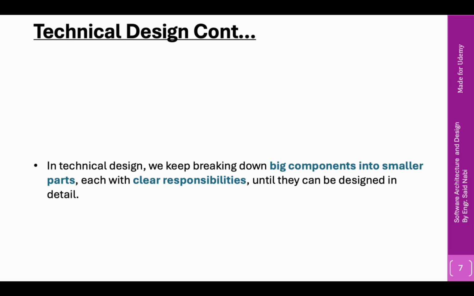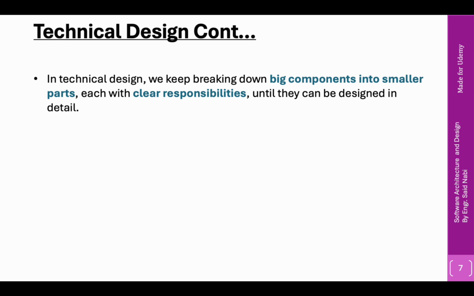Alright, let's talk more about the technical design. This is the stage where software stops being an idea and starts becoming something you can actually build. In technical design, our job is very simple to say but hard to do well. We take big components, like large pieces of the system, and we keep breaking them down into smaller and smaller parts. And why do we do this?